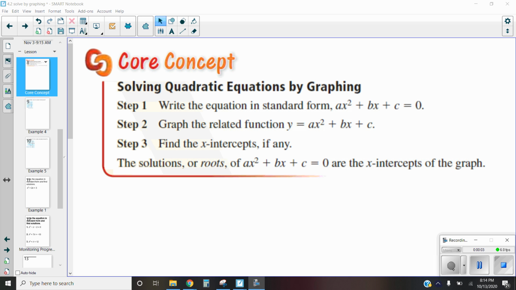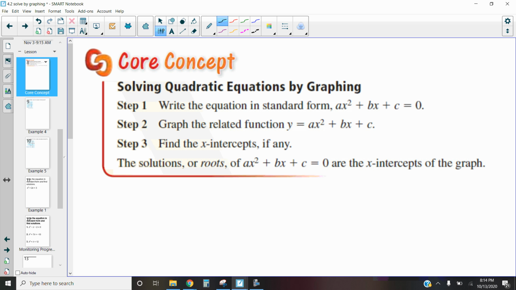Hi, this is Mrs. Kidman, and in this video, we're going to be discussing how we can solve quadratic equations using graphing. So solving quadratic equations, what that means is we are essentially setting it equal to 0 or figuring out what the solutions, the roots, or the x-intercepts of a graph are.